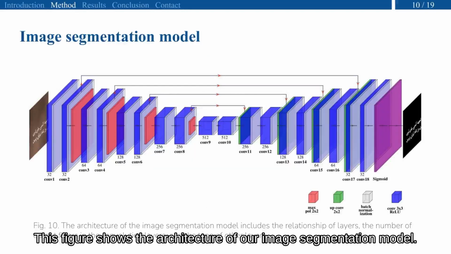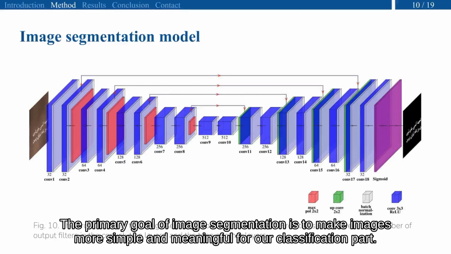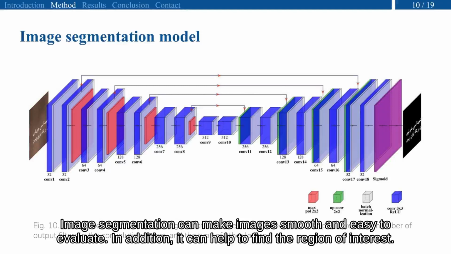This figure shows the architecture of our image segmentation model. The primary goal of image segmentation is to make images more simple and meaningful to our classification part. Image segmentation can make images smooth and easy to evaluate. In addition, it can help to find the region of interest.